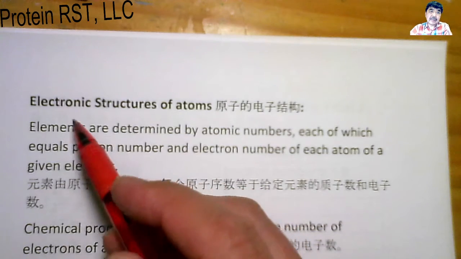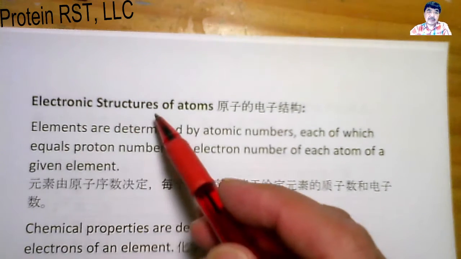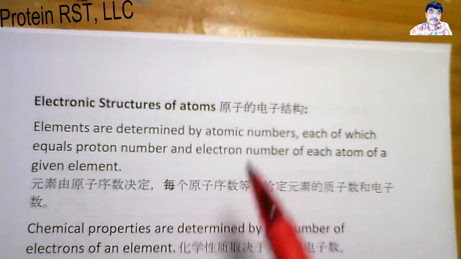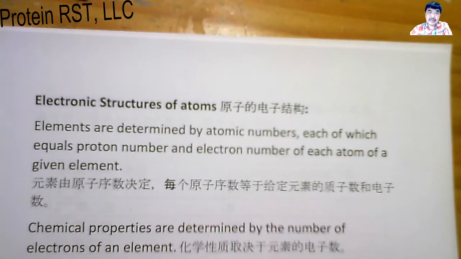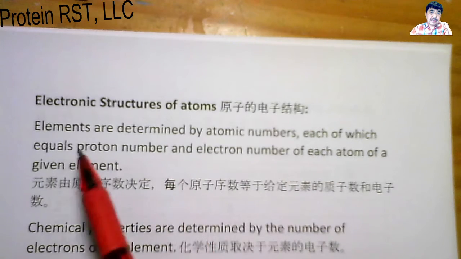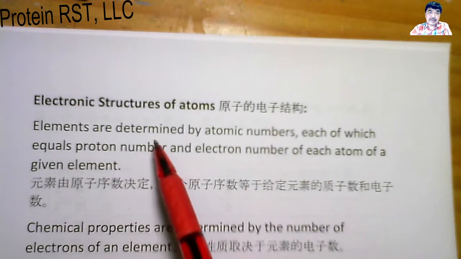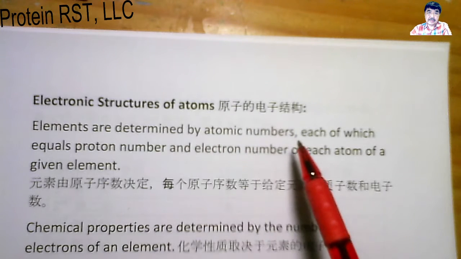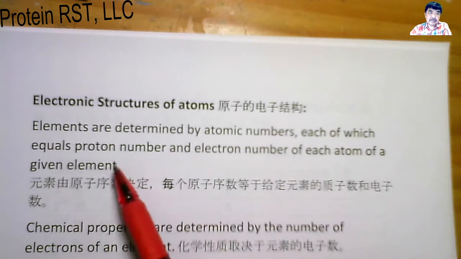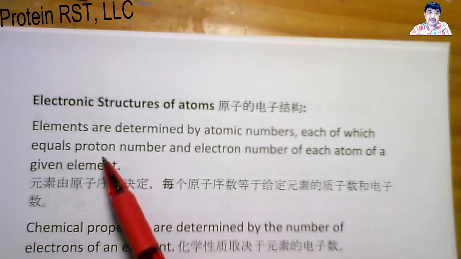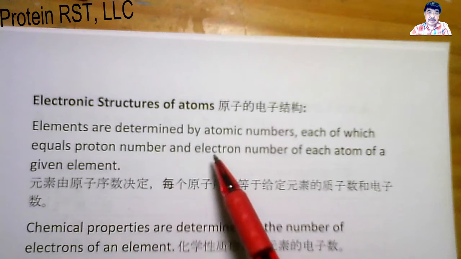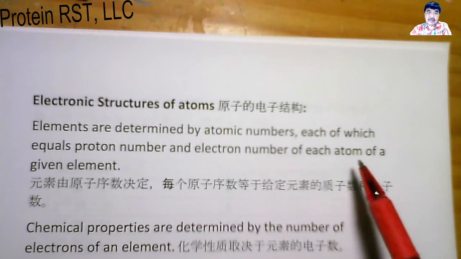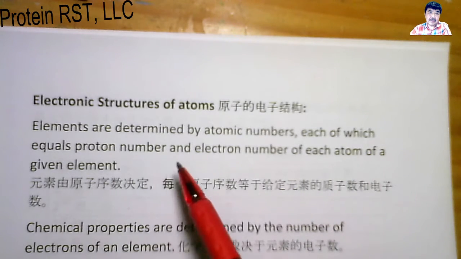Let's take a look at the electronic structures of atoms. Elements are determined by atomic numbers, each of which equals the proton number and the electron number of each atom of a given element.